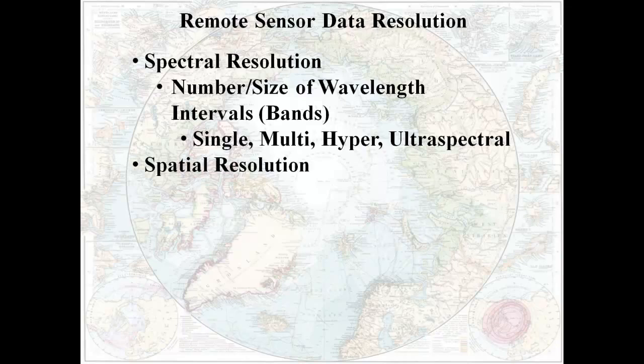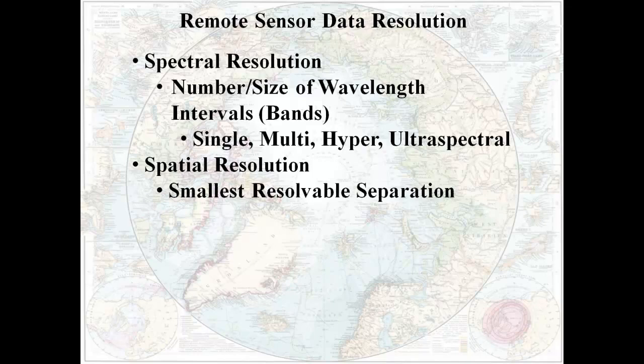Spatial resolution has to do with the smallest resolvable separation. So if we have 2 items on the surface of the Earth and they're separated by a certain distance, what is the minimum distance they can be separated by, such that each one is recorded as a separate pixel, a separate image, a separate piece of that remotely sensed data set.